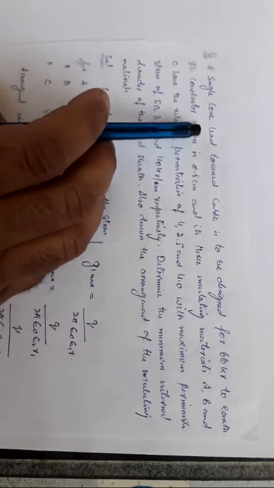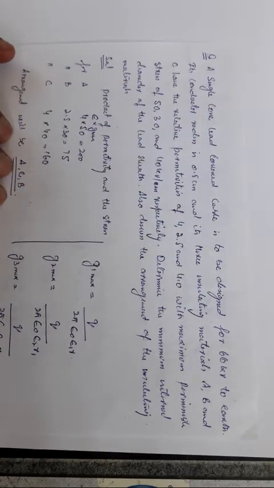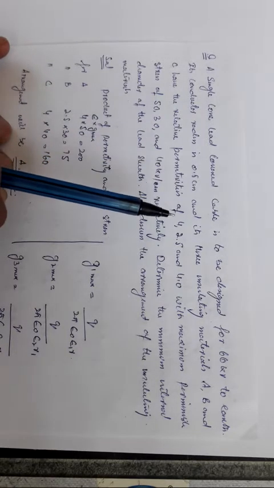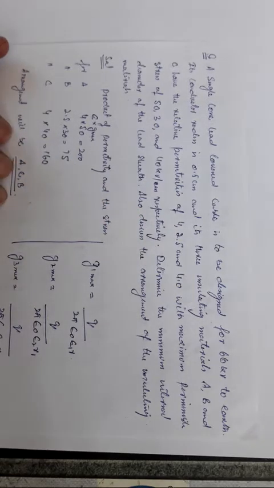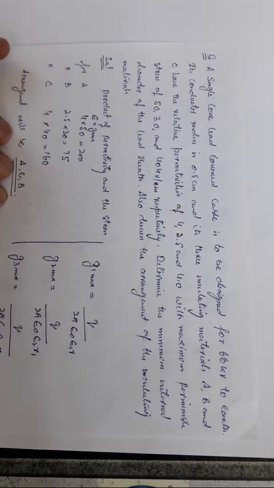A single core lead covered cable is to be designed for 66 kV to earth, that is the phase voltage. Its conductor radius is 0.5 centimeter and its three insulating materials A, B and C have relative permittivity of 4, 2.5 and 4 with maximum permissible stress of 50, 30 and 40 kilovolt per centimeter respectively. Determine the minimum internal diameter of the lead sheath. Also discuss the arrangement of the insulating materials.